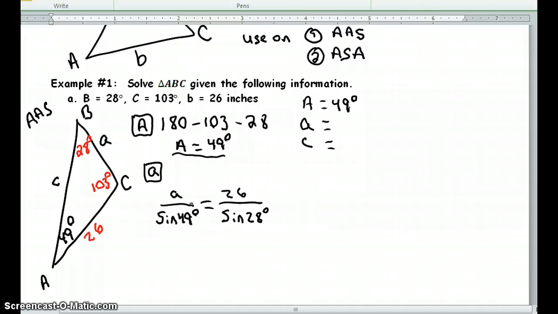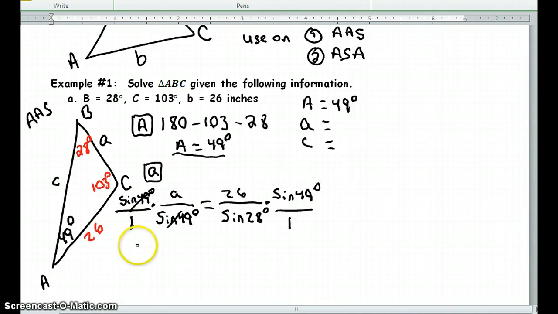All right, so let's multiply both sides by this denominator, and I'll be able to solve for A rather quickly. So multiply both sides by sine of 49 degrees. Now it's really like that over 1. And this will cancel that denominator. And then right away I'll be at A equals 26 times sine of 49, all over sine of 28.